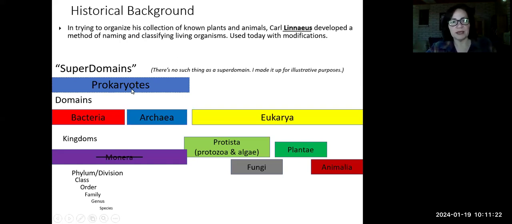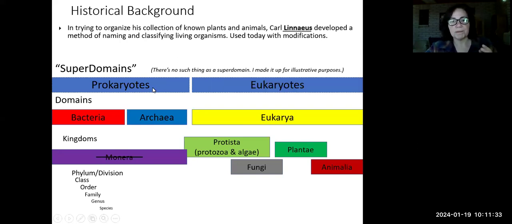Prokaryotes, you've heard of them as organisms that are different from eukaryotes, right? They don't have a nucleus. They evolved before a nucleus evolved. And then everything else that has a nucleus, we call those the eukaryotes. Okay.